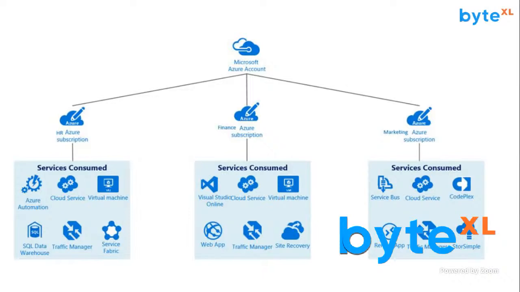Okay, in this diagram you can see the Microsoft Azure account. As one example, different subscriptions come into the picture. Consider a single organization. In an organization there could be separate teams. The first team could be HR, the second finance, and the third marketing. All three are not interrelated.